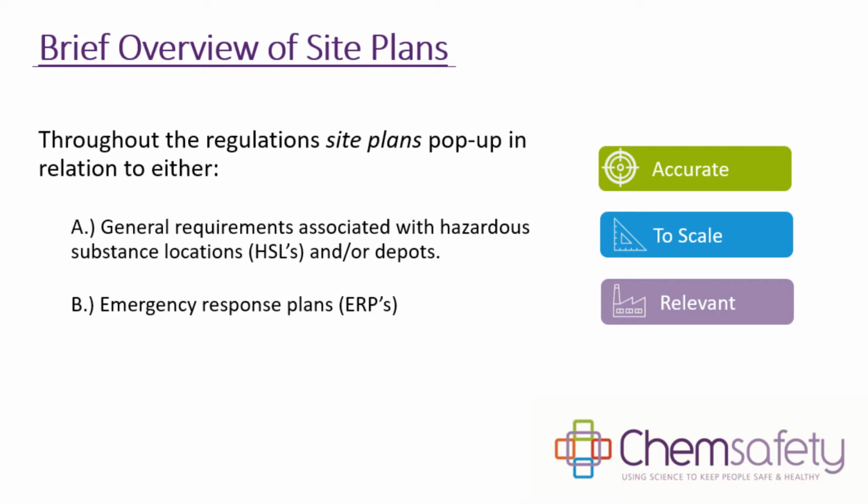Throughout the regulations, the requirements for a site plan are associated with either A. General requirements associated with hazardous substance locations, or HSLs, and/or depots, or B. Emergency response plans, or ERPs. The core concepts that are associated with a site plan are that they should be easily identifiable and accurate, with an emphasis on scale and dimensions, and be relevant to the workplace.